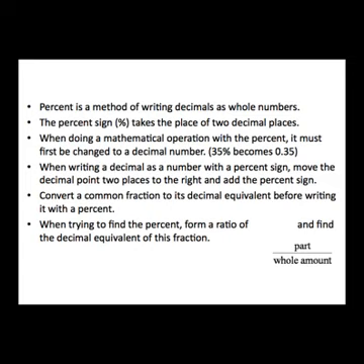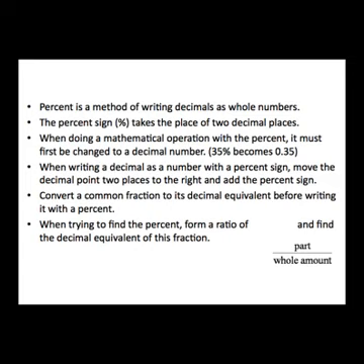When you're writing a decimal number as a number with a percent sign, move the decimal point 2 places to the right and add the percent sign. In other words, 1 becomes 100%. 0.75 becomes 75%. If you want a fraction as a percentage, convert the fraction to its decimal equivalent before writing it with a percent.